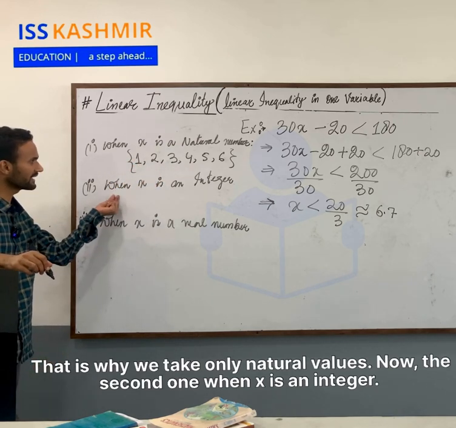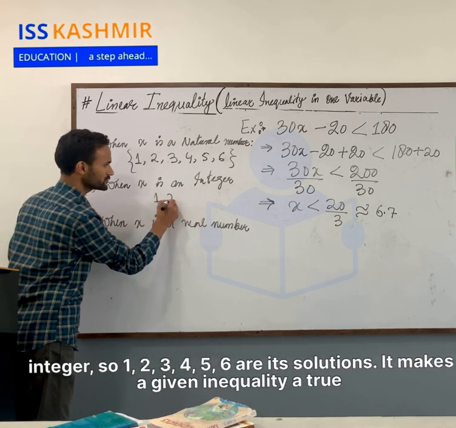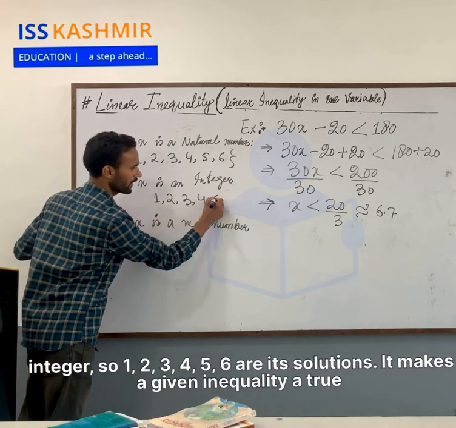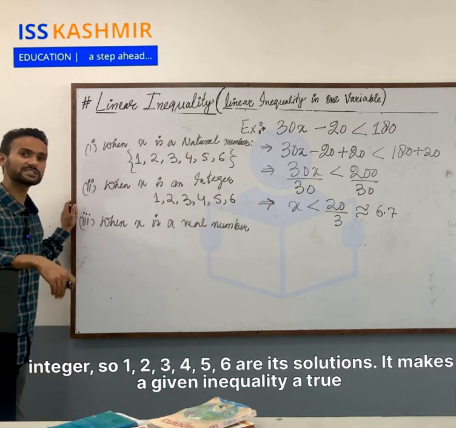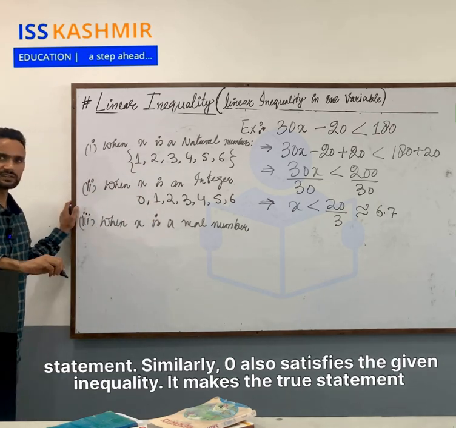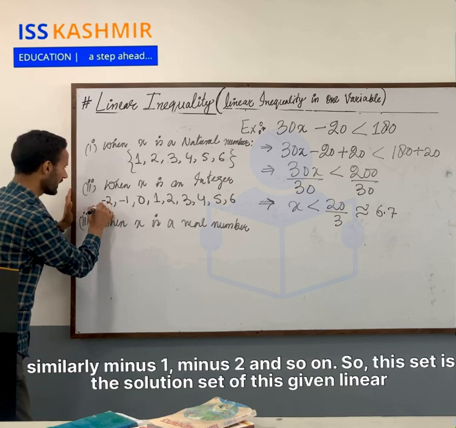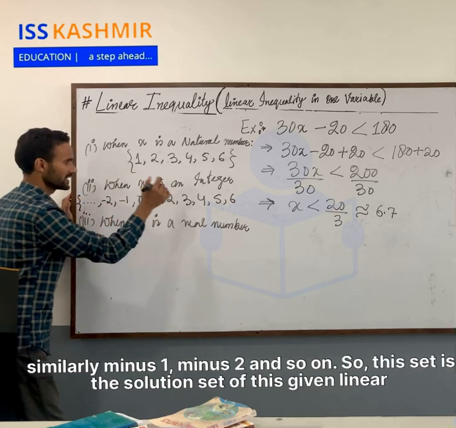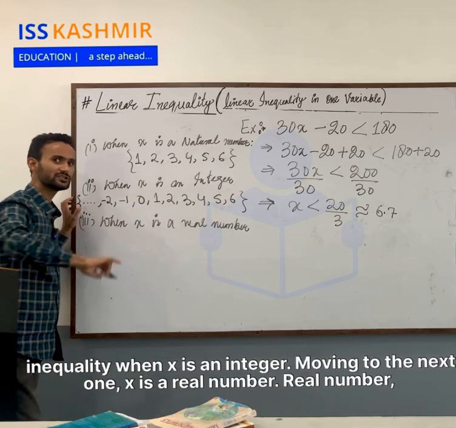Now, the second was when x is an integer. So 1, 2, 3, 4, 5, 6 are its solutions. It makes the given inequality a true statement. Similarly, 0 also satisfies the given inequality. It makes it a true statement. Similarly, minus 1, minus 2 and so on. So, this set is the solution set of this given linear inequality when x is an integer.